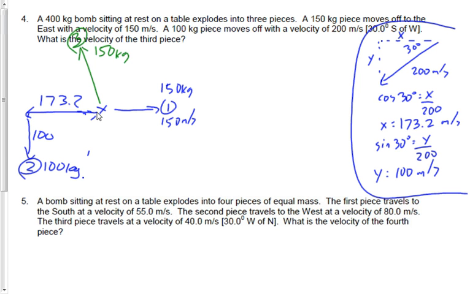So let's do our x and y components now. X, we're going to say 0 initial momentum because it's at rest, right? 0 initial momentum equals m1 v1f plus m2 v2f plus m3 v3f. It's 150 times 150 plus 100. That's m2, right, is 100. What's v2f? Parker? Almost. Negative 173.